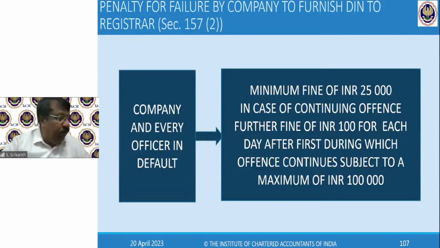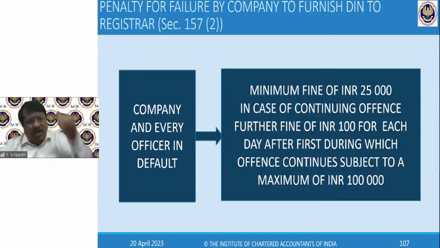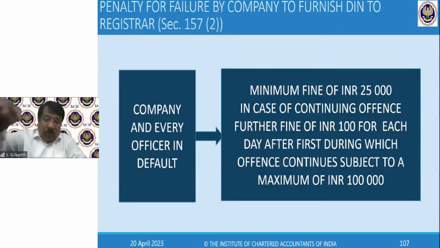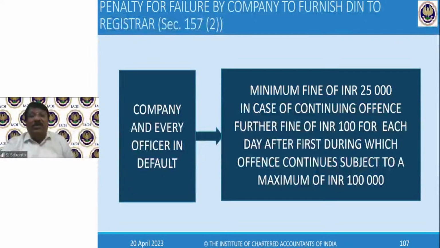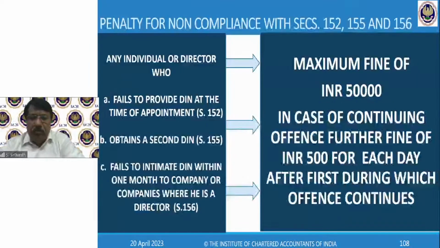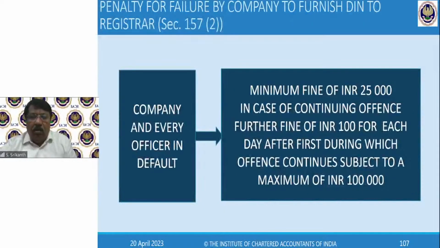It's just for your information, because some of you may have a genuine doubt now. Why do they say each day after the first? Why not start on the first itself? Because for that first day only 25,000. Then the second day, what happens? Continuing offense. You don't do something wrong, you become accustomed to not doing it. That's when, from the second day onwards, it comes.